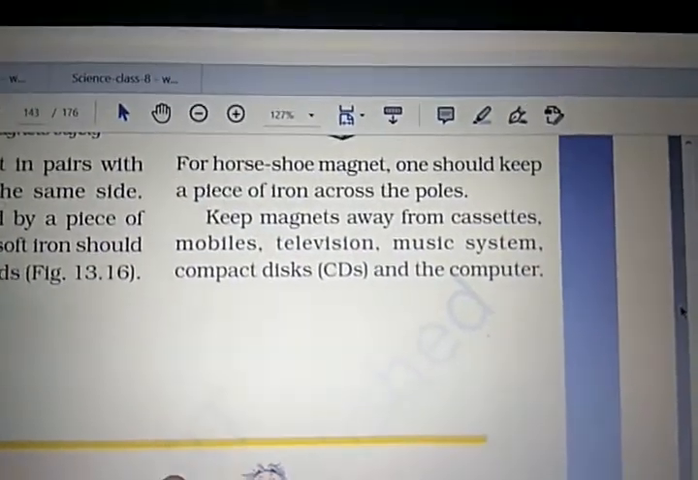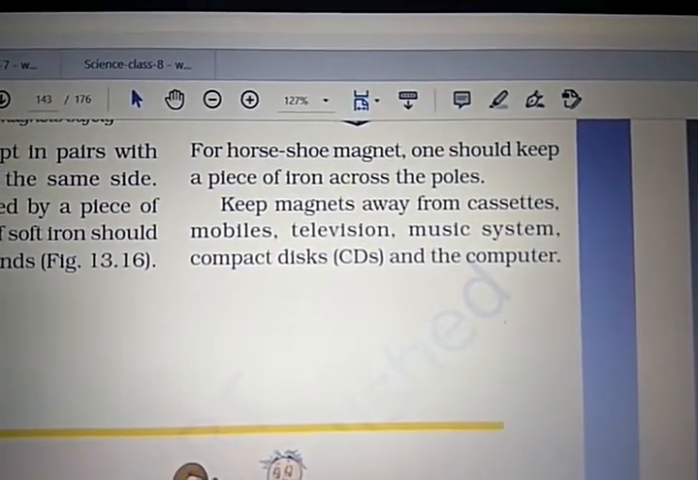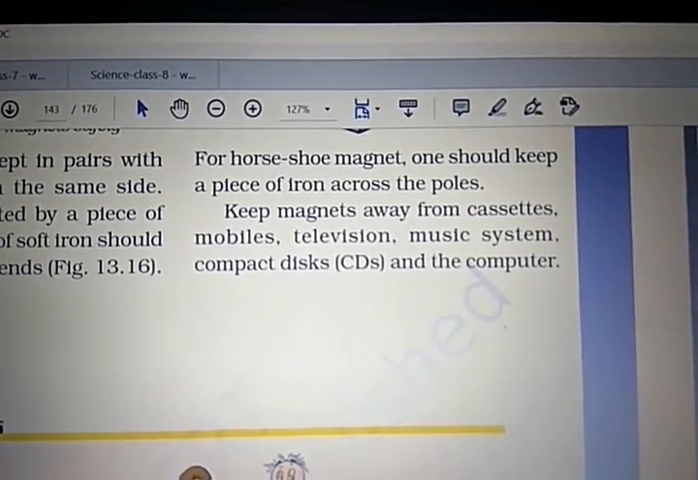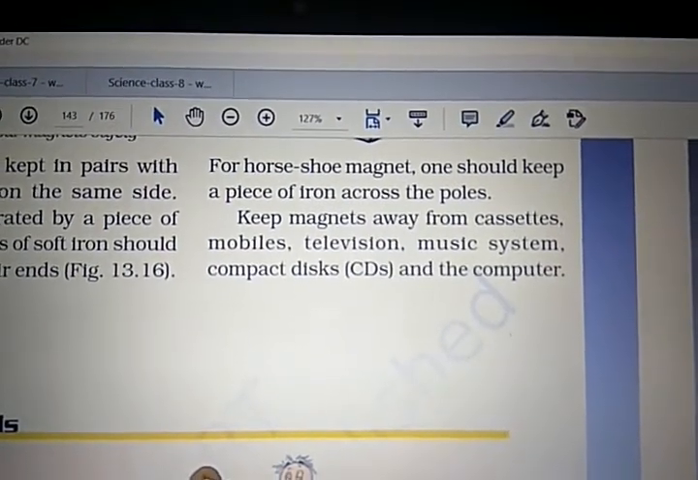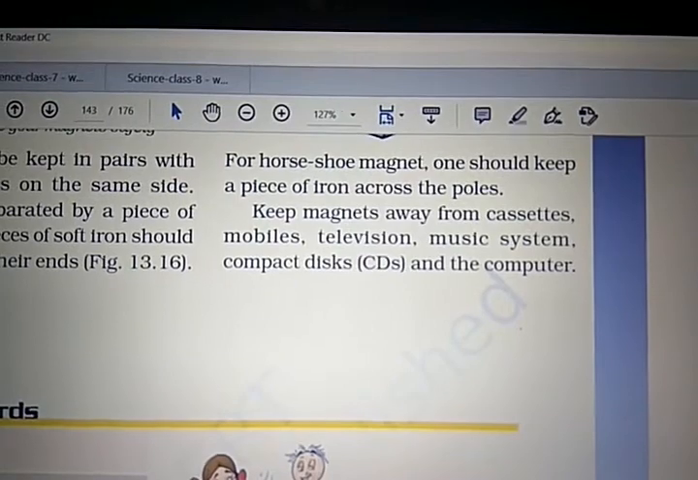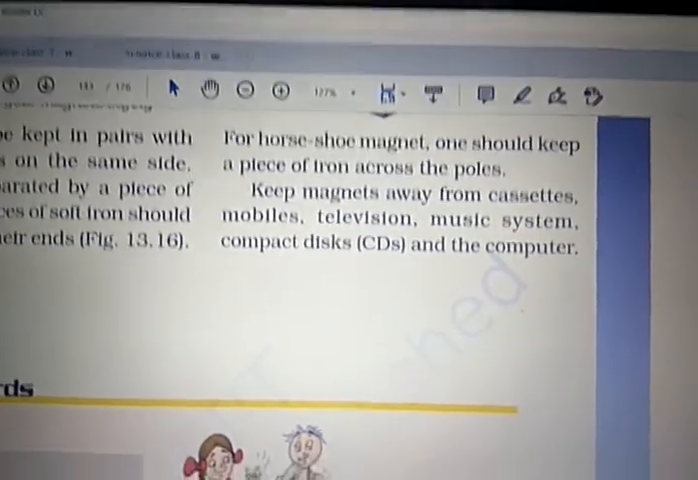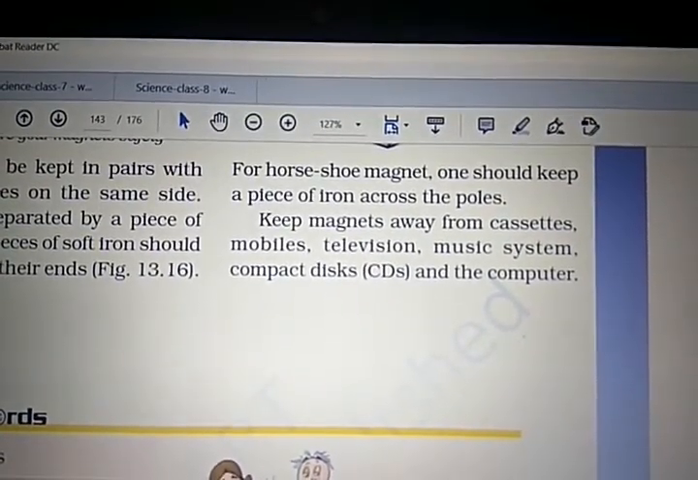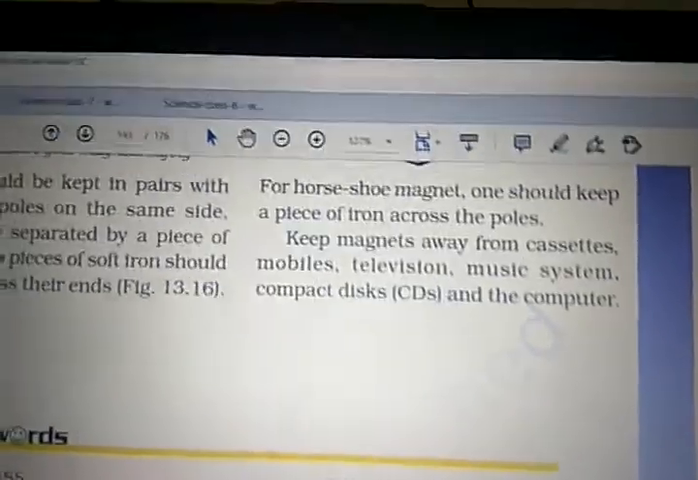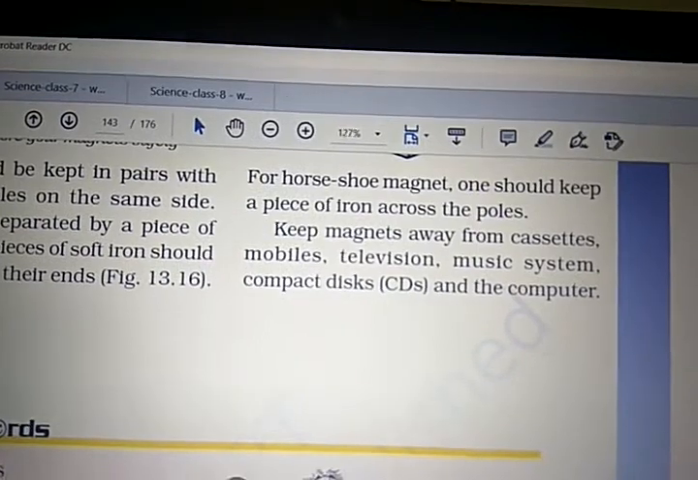Now you can see, keep magnets away from cassettes, mobiles, television, music systems, compact discs and computers. Just now we have discussed this. So here this chapter is over. Okay, next time we will see the notes and extra videos of this chapter. So till then, have a nice day. Goodbye.